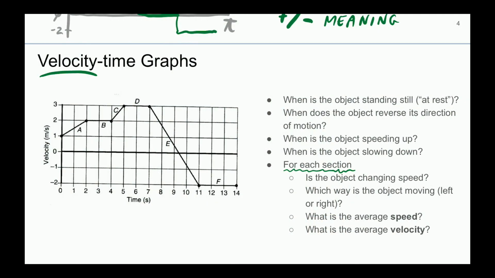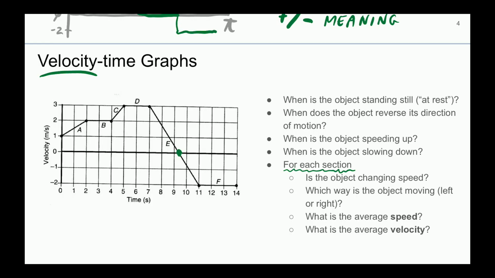Let's switch to some practice. I'm going to look at a sample velocity time graph. And for each section, you can look at and answer questions about what's happening. In this velocity time graph, if the object is standing still, that means it's at rest. When is that happening? This is tricky because the answer to that is right here at 9 point something seconds. That's when it's at rest.